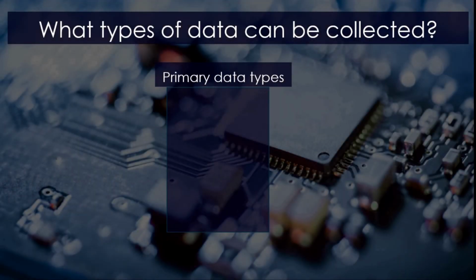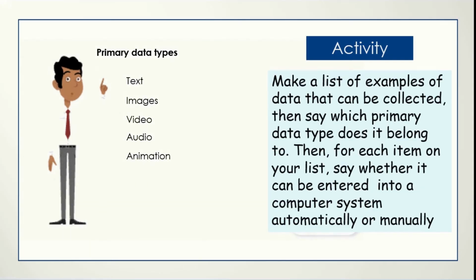So what types of data can be collected? Here's a list of some of the common forms that data would exist in. Data can exist as text, images or graphics, video, audio, or animations. Before you continue, see if you can do this activity. Make a list of examples of data that can be collected, then say which primary data type it belongs to. Then, for each item on your list, say whether it can be entered into a computer system automatically or manually.